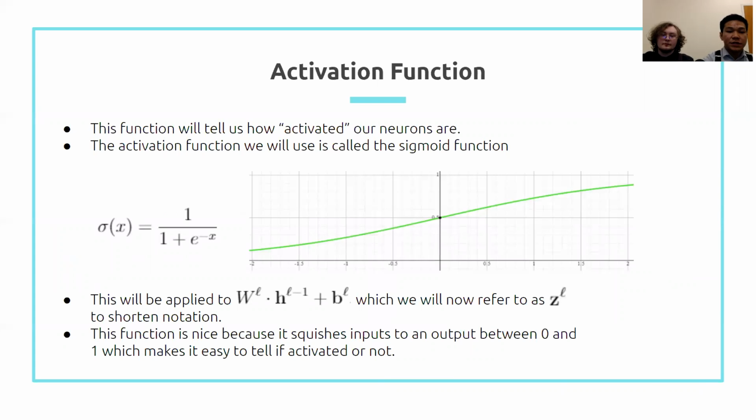Next is our activation function. This function will tell us how activated our neurons are. The activation function we will use is called the sigmoid function, where sigmoid of x equals 1 over 1 plus e to the negative x. And we're going to apply this to WL times HL minus 1 plus BL, which we will refer to now as ZL, just to shorten the notation. And this function is nice because it squishes all inputs to an output between 0 and 1. So if it's 0, then it's not activated. If it's 1, it's activated. So the closer they are, the closer to being non-activated or activated.